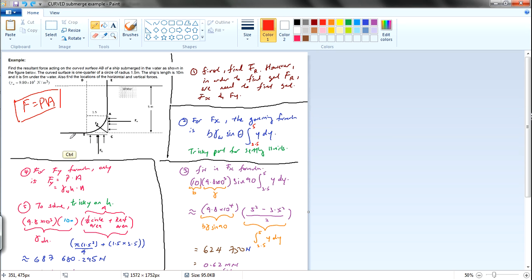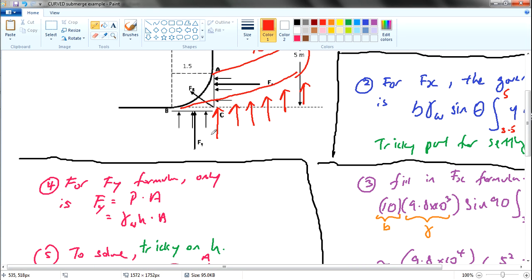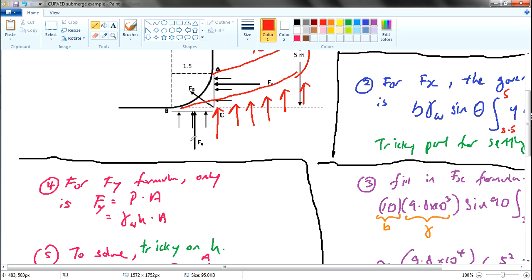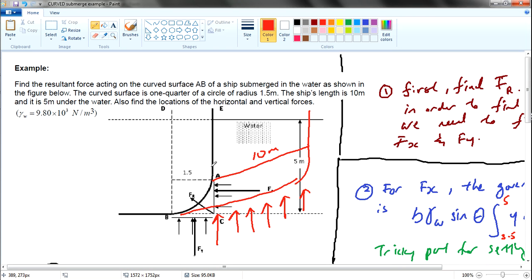The tricky part over here is actually determining the height. It took me a while. As you can see, the formula itself is based on specific weight multiplied by height times A. The height in this case, because your force is acting on the bottom of the ship itself. I just let you know this is a ship, and maybe this is the surface. Then you have some ship stuff, and you are in the sea. So there are people over here walking. This is how it looks like in a 3D diagram.